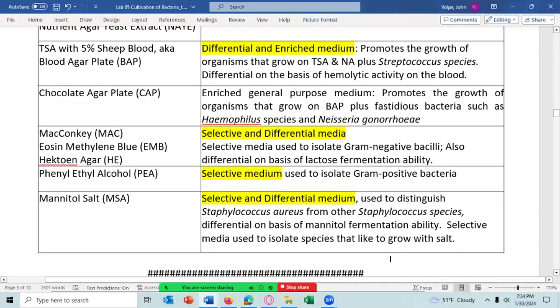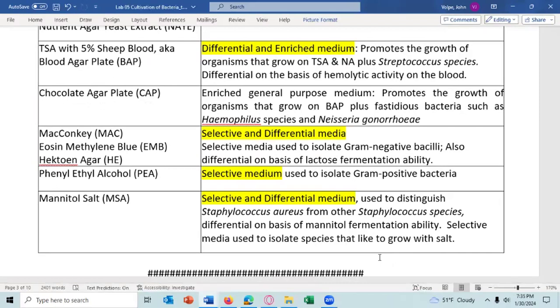Oh, really? That's a mistake. Oh no, sorry. You know what? It says selective, and then the next sentence actually says also differential. Okay, so it's the same. Yeah, that's the same. All right.